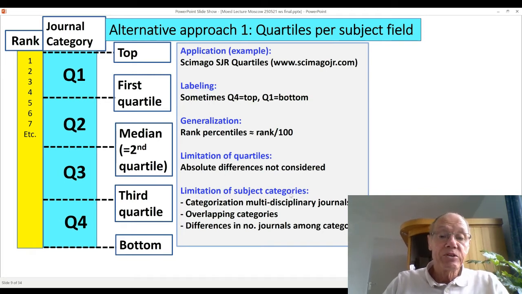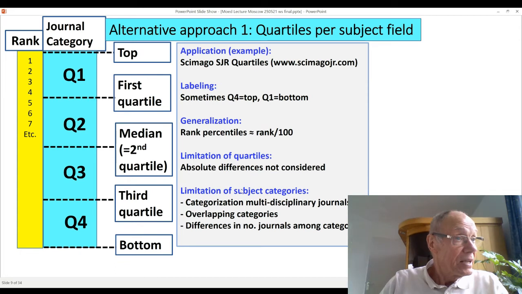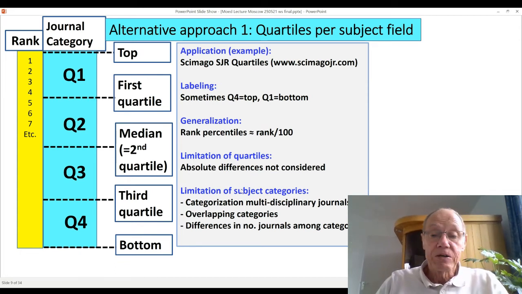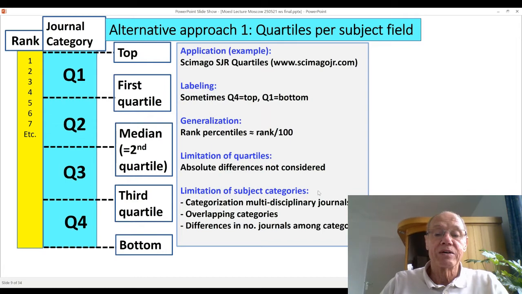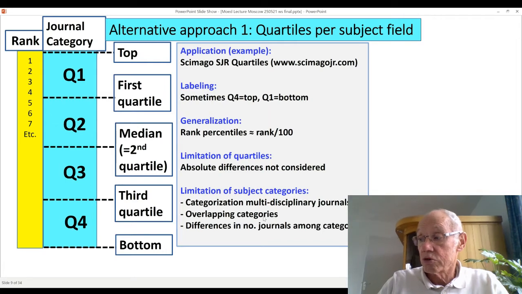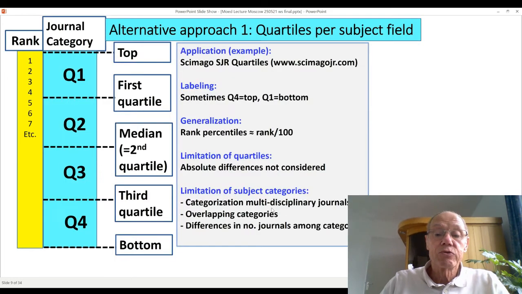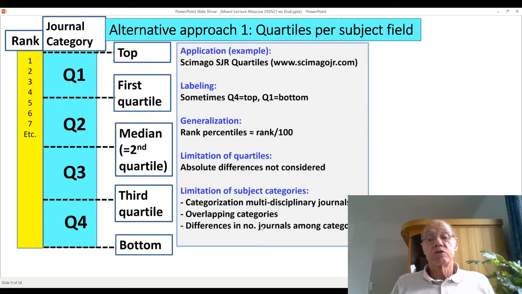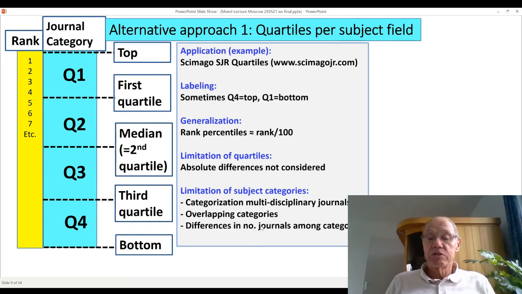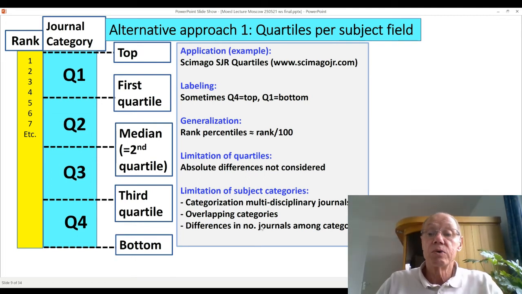And perhaps the main limitation is that it must be based on a categorization of journals into subject categories. And that is a very difficult task to do in a proper manner, especially the categorization of multidisciplinary journals. Then you have the problem of overlapping categories. This is especially true for the journal groups included in Scopus. And of course, there are differences in the number of journals among categories. You have big categories with many journals and very small categories with only a few journals.